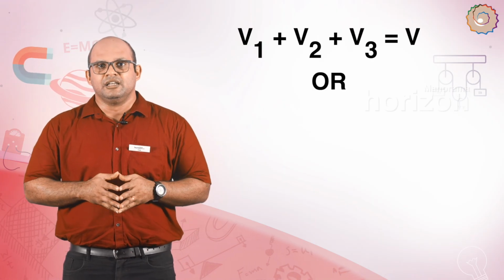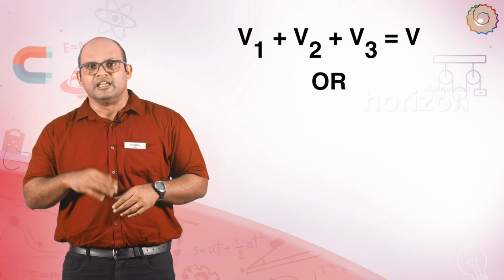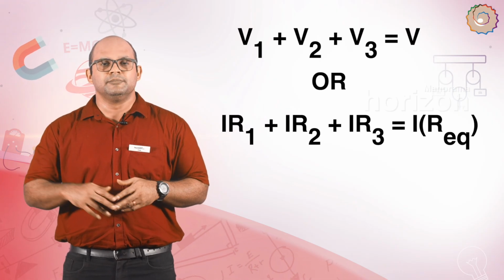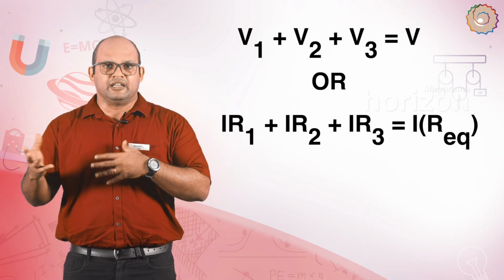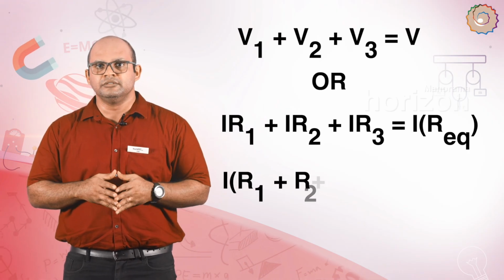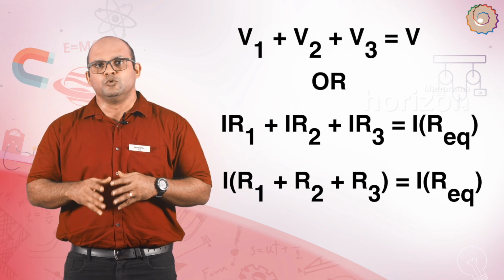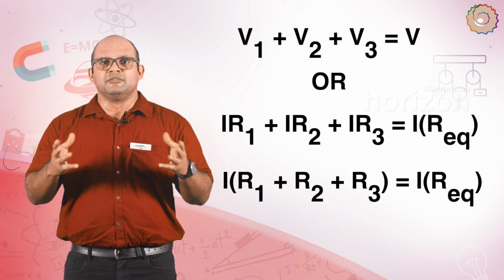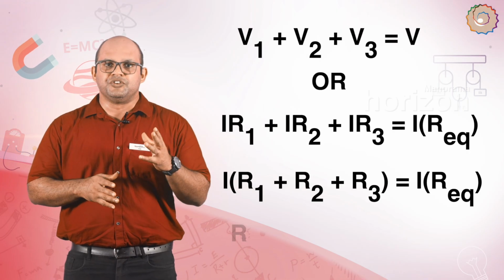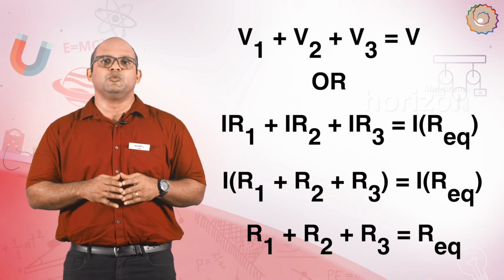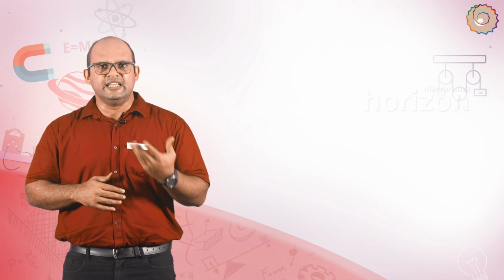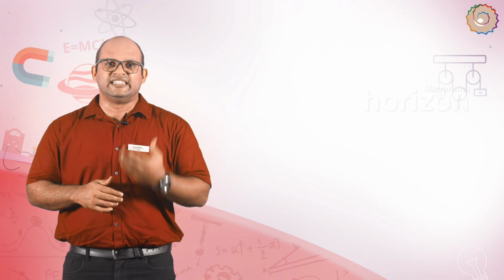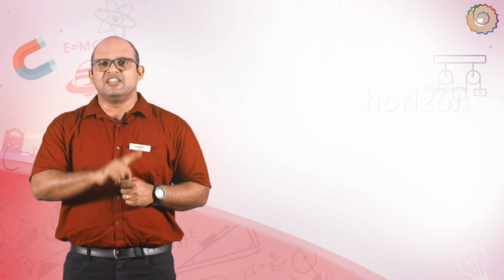Or we can say that I multiplied by R equivalent is equal to I multiplied by R1 plus I multiplied by R2 plus I multiplied by R3. So we can take I common here. I R equivalent is equal to I bracket R1 plus R2 plus R3. We can remove I from both sides of this equation, which gives us R equivalent is equal to R1 plus R2 plus R3. Thus, we see that in a series circuit, the equivalent resistance of a set of resistors is equal to the algebraic sum of their individual resistances.